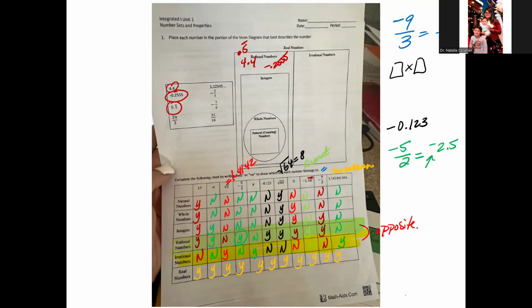Okay. Then what else? 2π/3 is irrational. 1.12345 is irrational. -2/3 is rational. -1/2 is rational. 11/10 is rational. Okay.